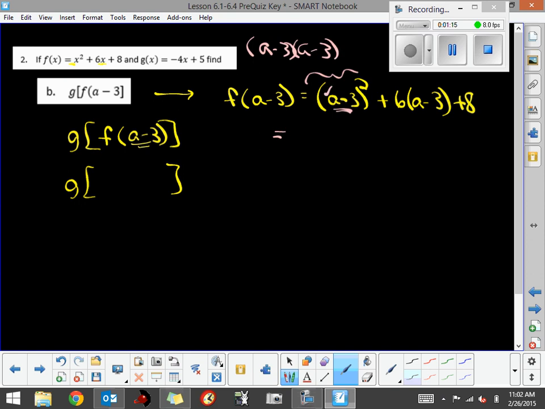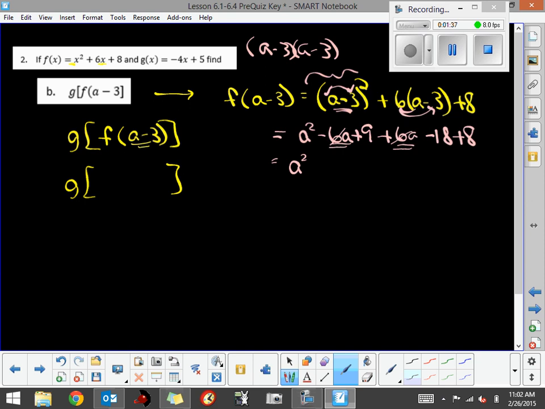But I like to square the first one, which is a squared, double the outside inside, so that's negative 3a, doubles to negative 6a. Now square the last, which is plus 9. Distribute your 6: plus 6a. Distribute your 6: minus 18, plus 8. So I'm going to simplify what I can. That's a squared. The minus 6a and plus 6a cancel.